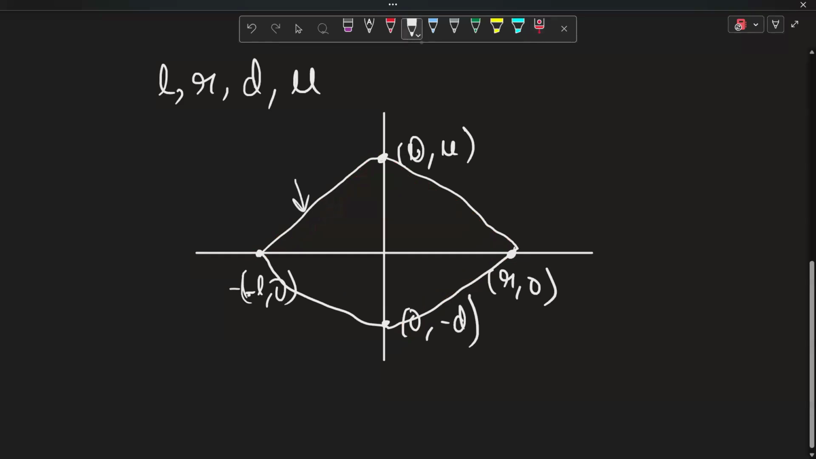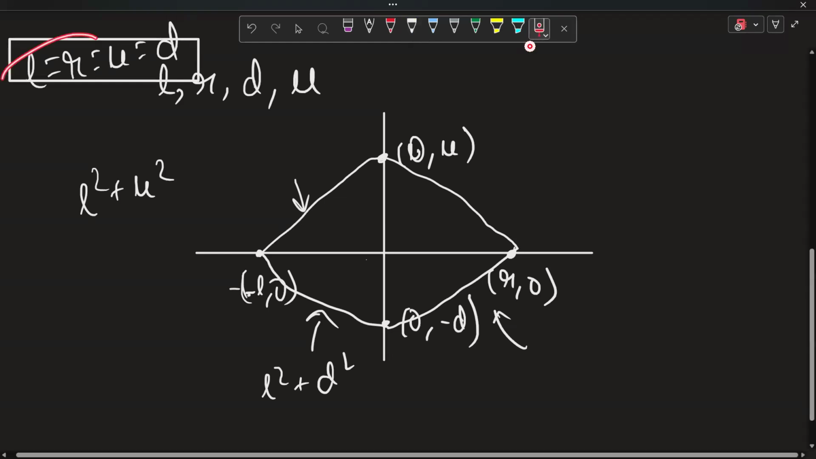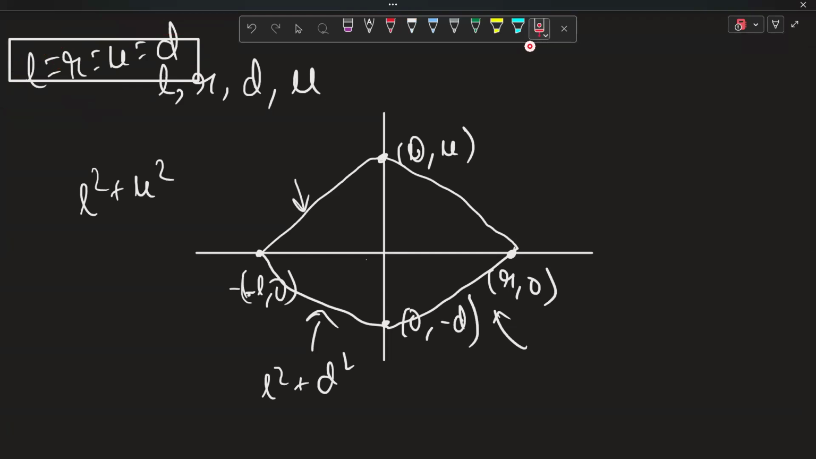Just by looking you can figure it out, or even if you want to prove it mathematically, this length would be this square plus this square, so it will be L square plus U square. This length would be L square plus D square. Likewise, if you equate all the 4, finally what you would get is L equal to R equal to U equal to D. So this is the condition that you just need to check. If all of these 4 input variables are equal, then you answer yes, otherwise you answer no. That's all that you need to do in this problem.